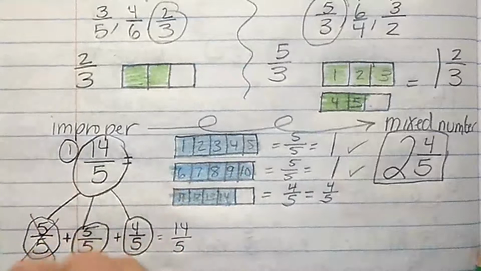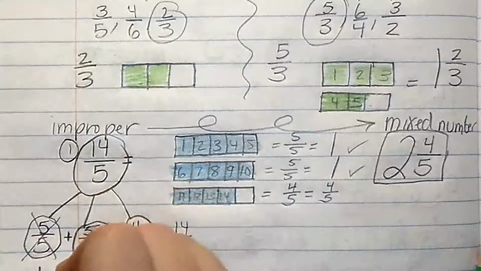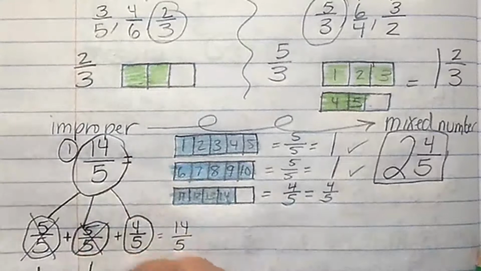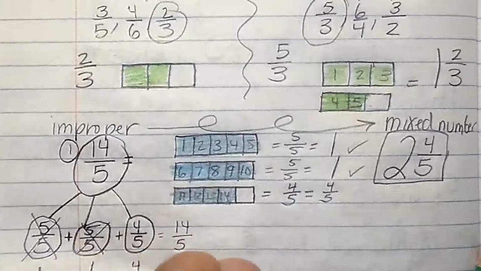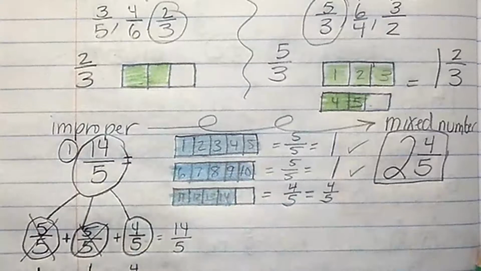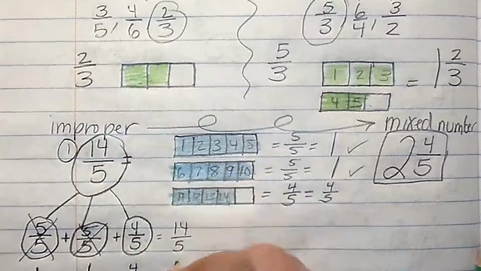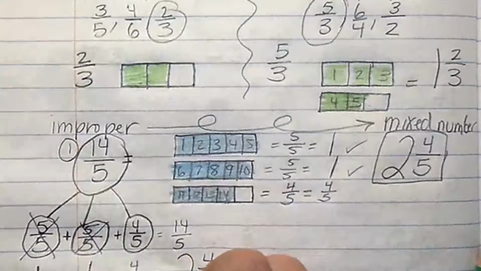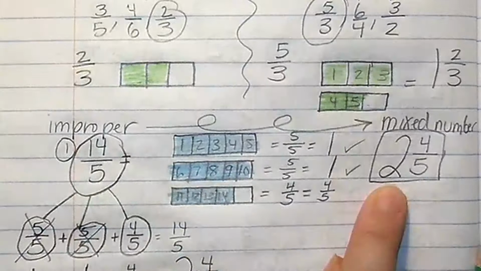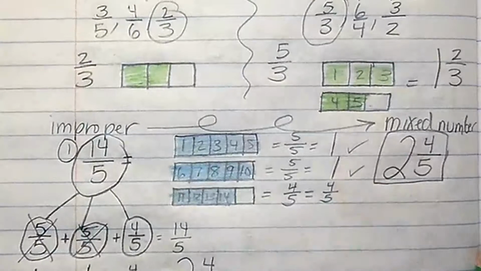5/5 is the same as one whole. 5/5 is the same as one whole. And then we still have the 4/5, because that's not the same as one whole. 1, 2, and 4/5. And this matches what we got up here. So I know that those are the same.